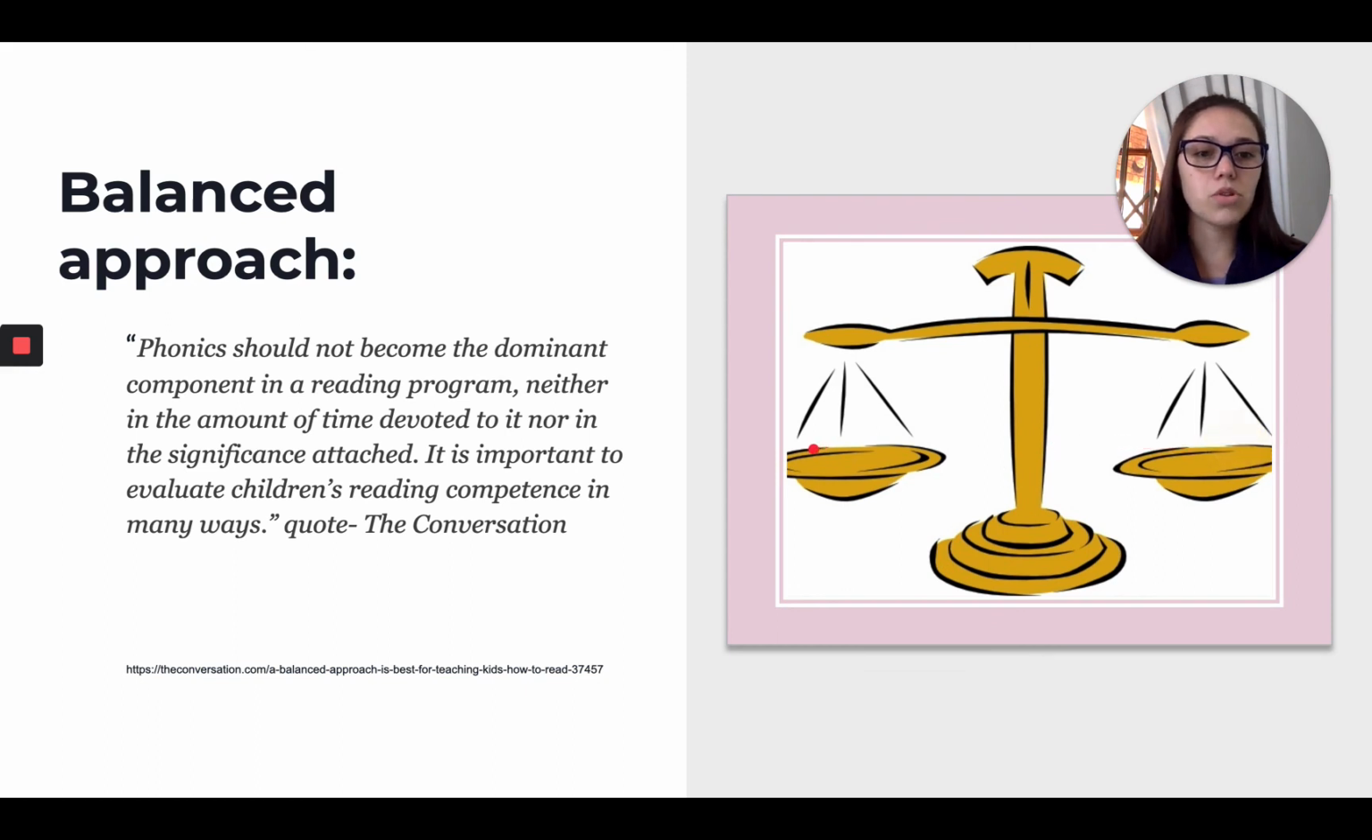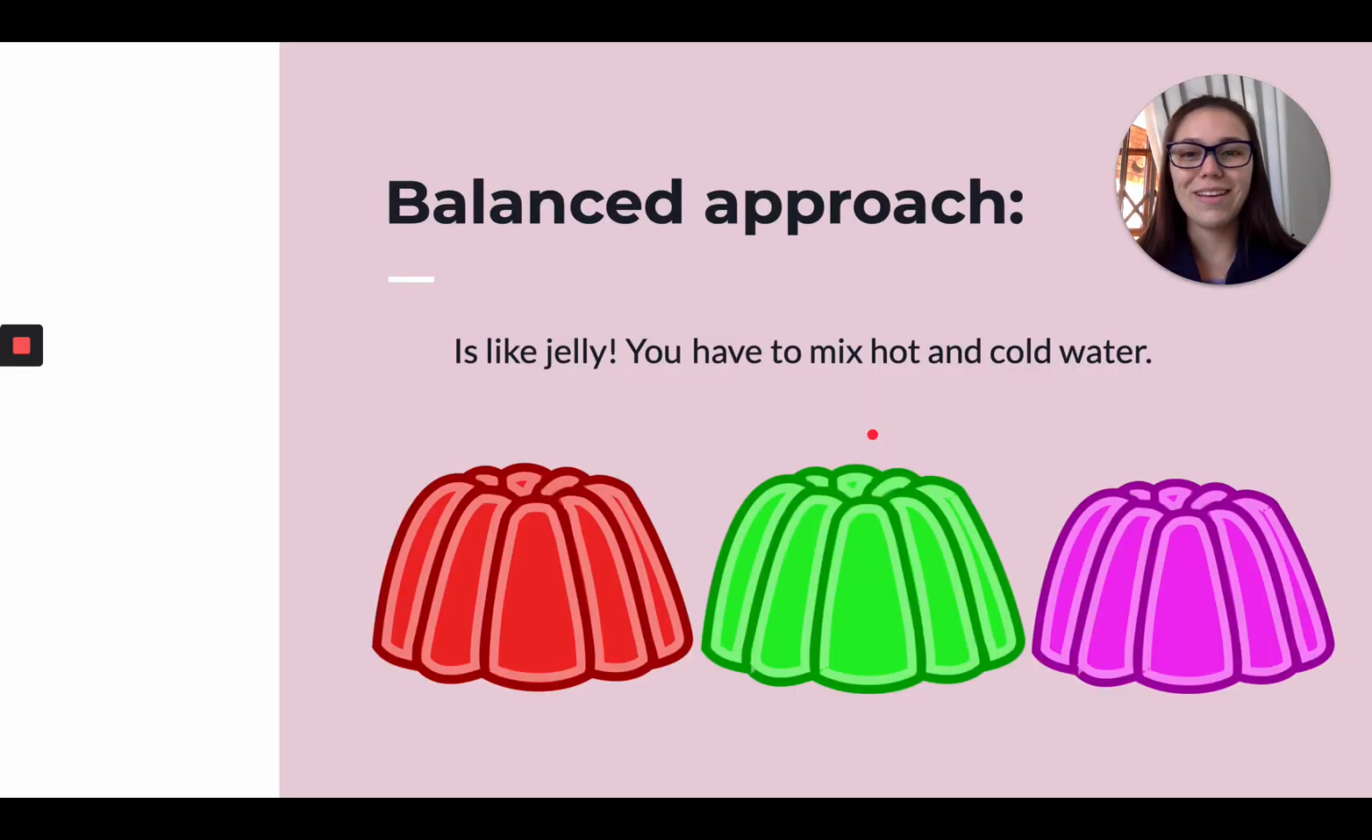It is important to have a balanced approach because life is about balance. You cannot do too much of one and too little of the other. I have a very perfect description. The balanced approach is like jelly. You have to mix hot water and you have to mix cold water. If you just mix hot water and the jelly powder, it's going to taste like a tire. It's going to be very bad. So you can't just put in hot water, you can't just put in cold water. You need to put in both. That is very important for the balanced approach.